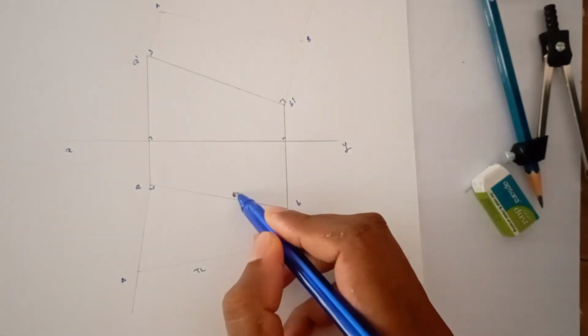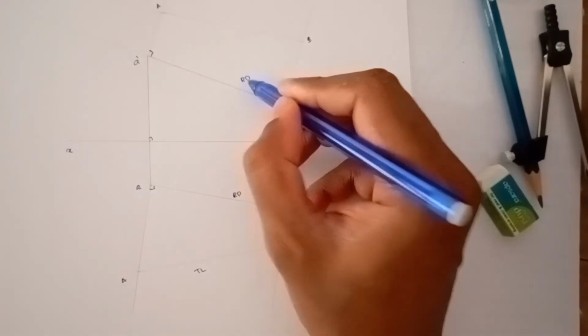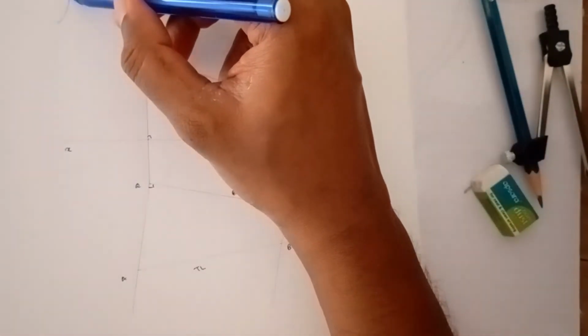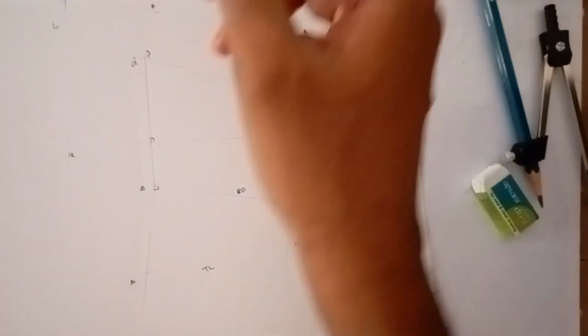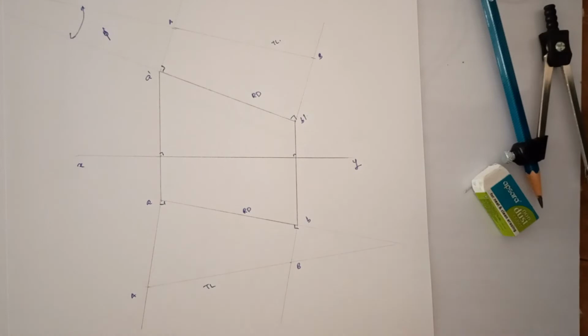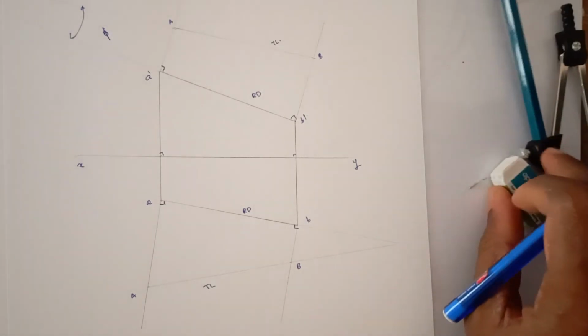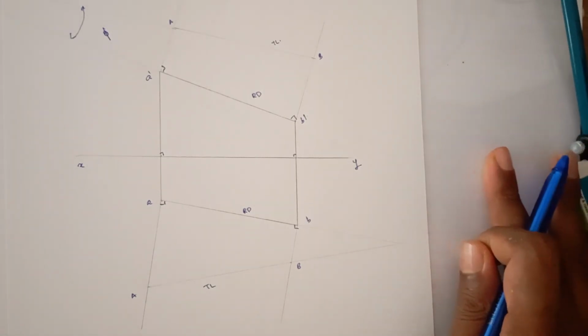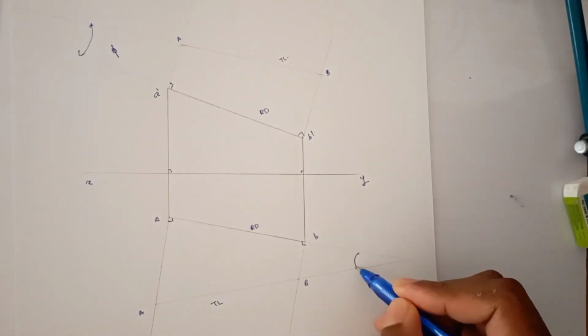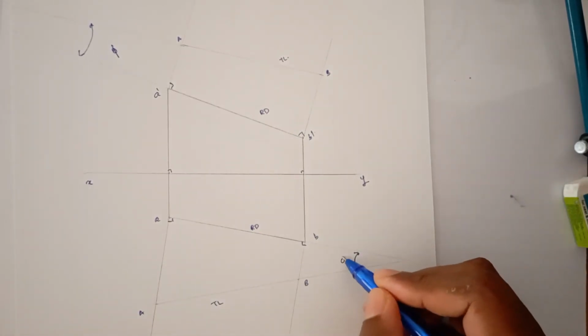This will be reduced length. This is also reduced length. This is true length. And what about this angle? This angle is the angle the line makes with VP, that is known as phi. So here the angle is phi, and this is the angle that the line makes with HP, that is theta.